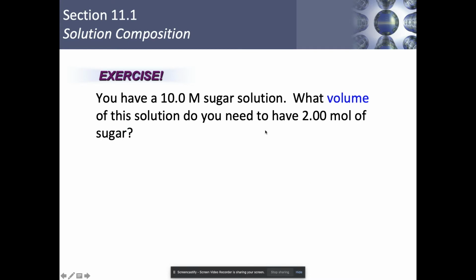What if I have a 10.0 molar sugar solution? What volume of this solution do you need to have 2 moles of sugar? Again, not very difficult, right? I can take my 2.00 moles and divide by 10.0 moles per liter. And when I do that, what I get is 0.200 liters. So I would have, like it says here, 0.200 liters of that solution.